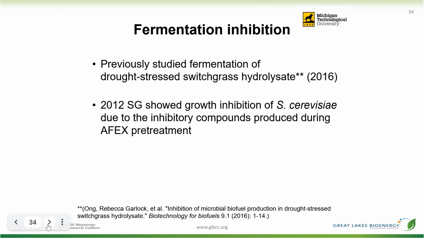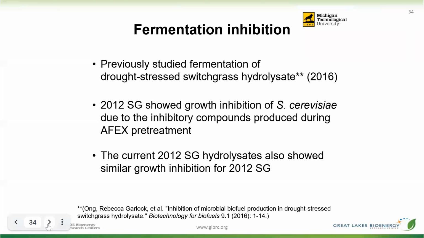The roller bottle hydrolysate and fermentation results were compared to one of our previously studied switchgrass samples. The switchgrass harvested during the Midwestern drought year, which is 2012, showed inhibition to the growth of Saccharomyces due to the inhibitory compounds produced in AFEX pretreatment. All of these experiments were carried out in a 5-liter bioreactor. Similar results were obtained when the roller bottle hydrolysates were fermented. This makes our results consistent with our previous work.